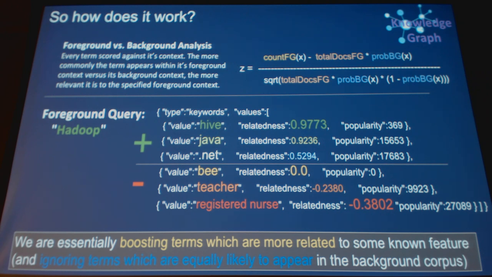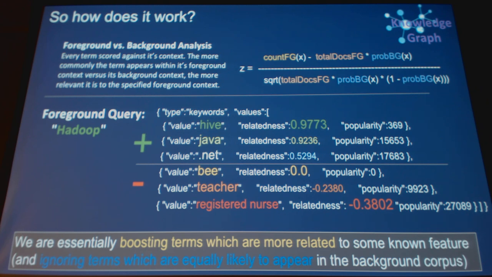It's basically just a z-score where you're looking at a normal distribution and saying, does the word Hive statistically appear more often with Hadoop than it would in the general population of all documents? That's basically the question we're asking. Or does it occur negatively? Like, does registered nurse occur less often with Hadoop than it would in the general population? The answer is yes.